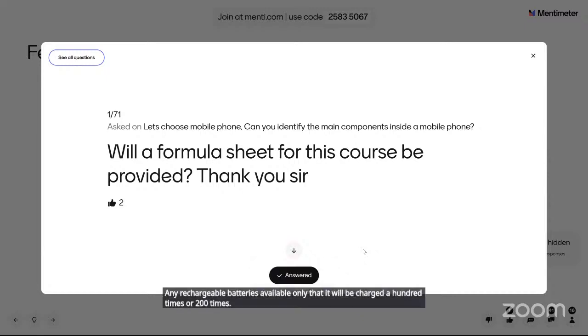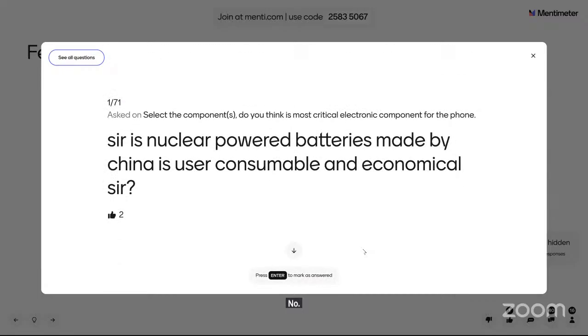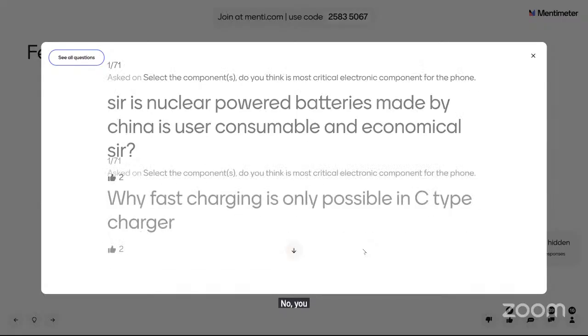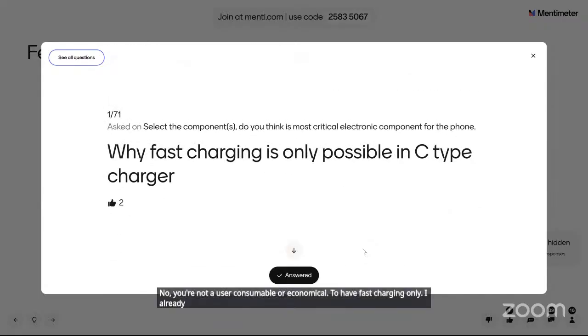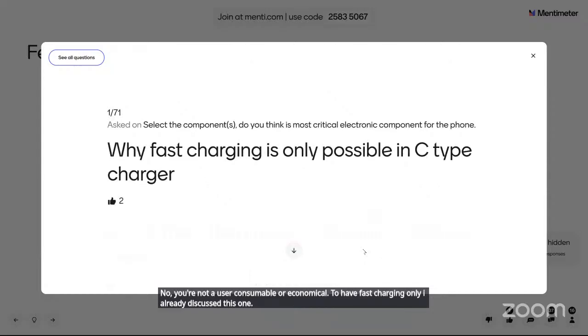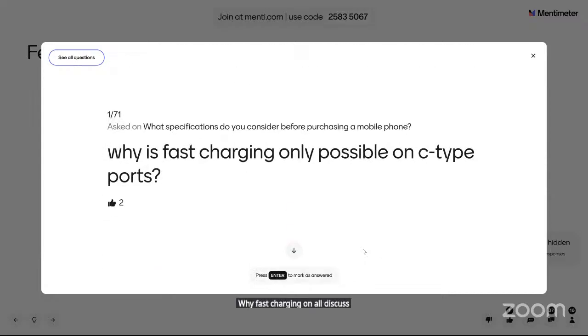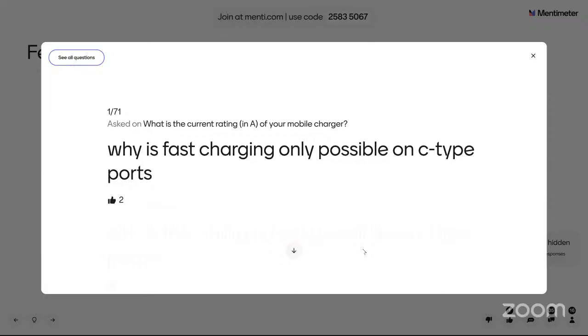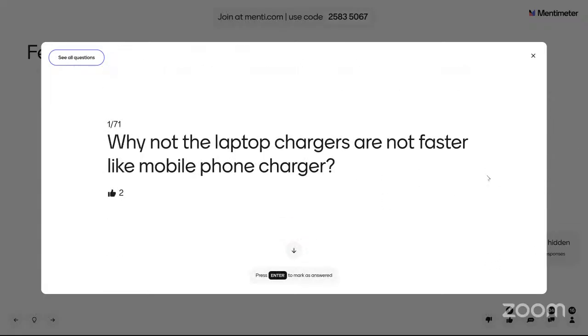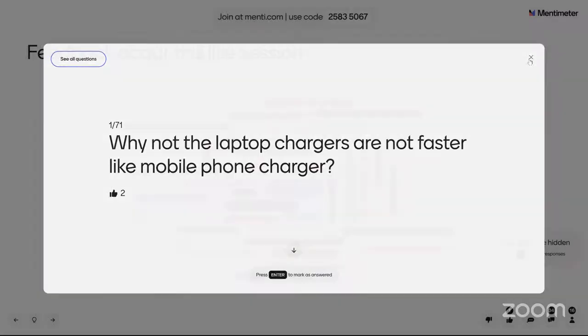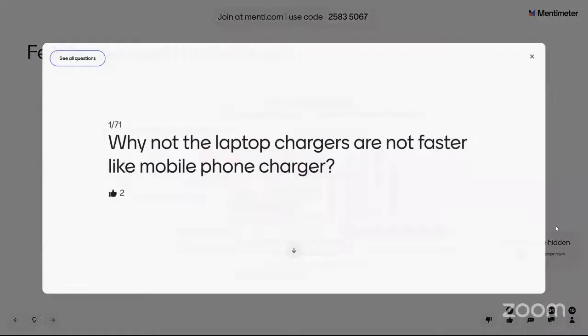No, no, you're not a user consumable or economical. Why fast charging only? I already discussed this one. Why fast charging only discussed? What is the fast charging? I think I covered all the questions.